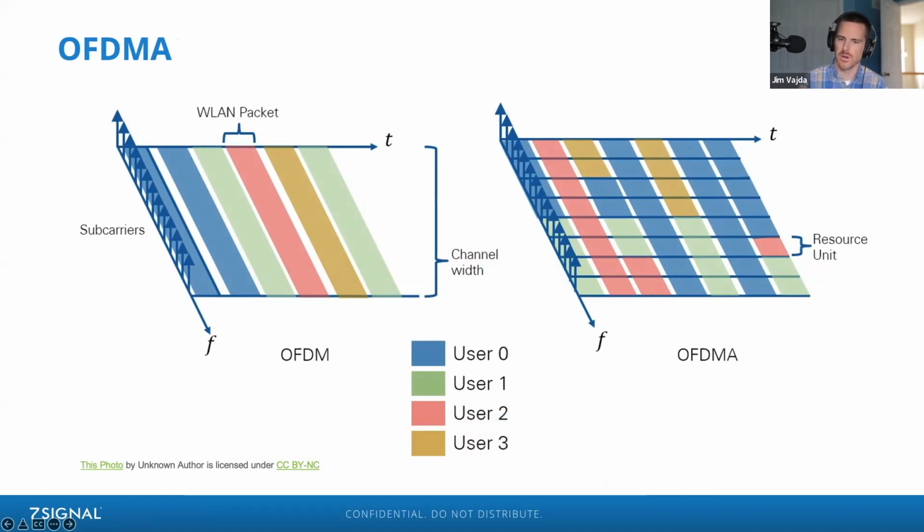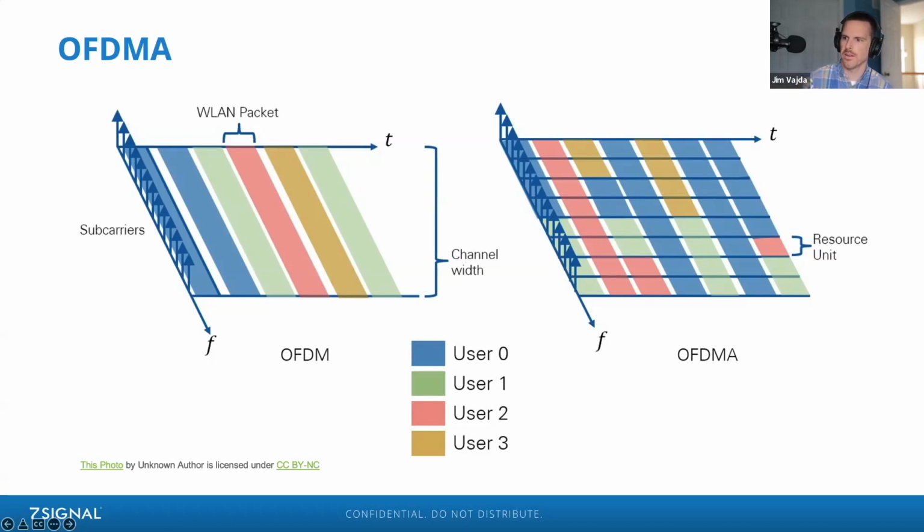And that's where OFDMA comes in. This is really the main feature behind naming 802.11ax high efficiency. It's the high efficiency amendment to 802.11. And OFDMA is the primary means that we increase efficiency.